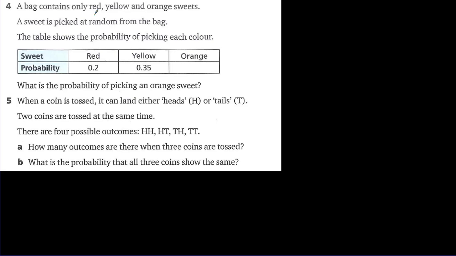A bag contains only red, yellow, and orange sweets. A sweet is picked at random from the bag. The table shows the probability of picking each color. So the red is 0.2, yellow 0.35, and if we say probability of the orange, it's going to be equal to probability of red plus probability of yellow plus probability of orange. They are all equal to 1.